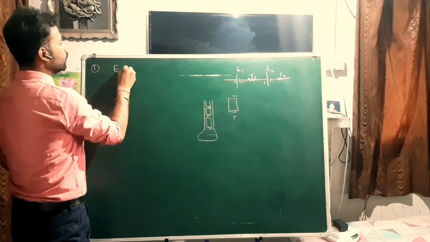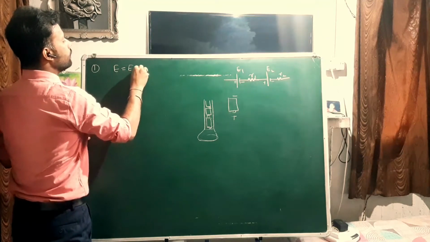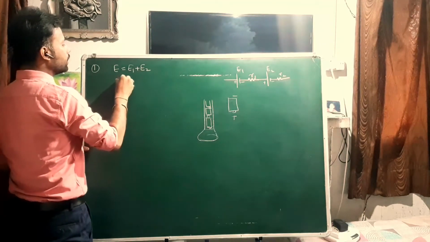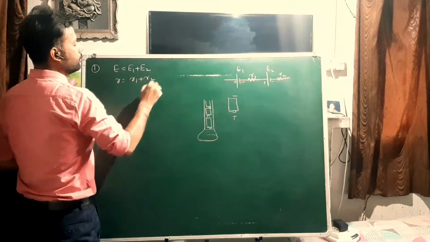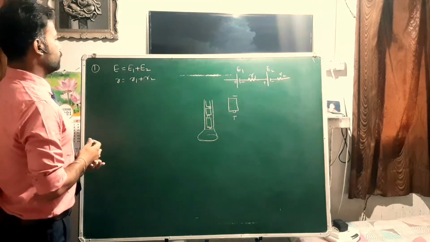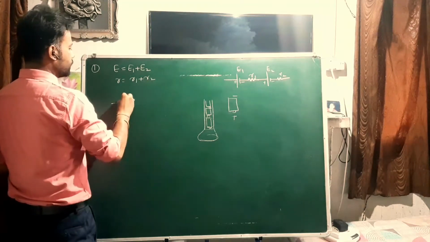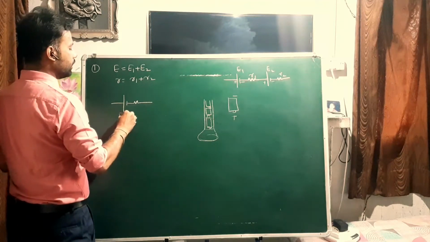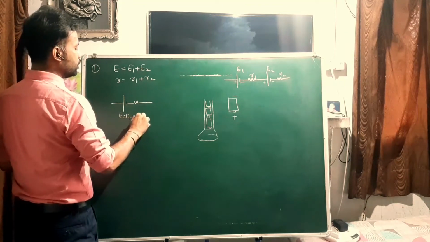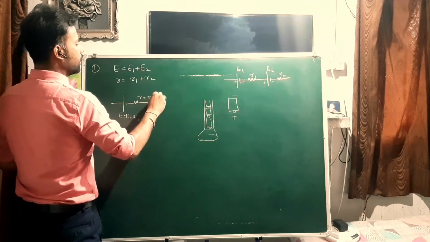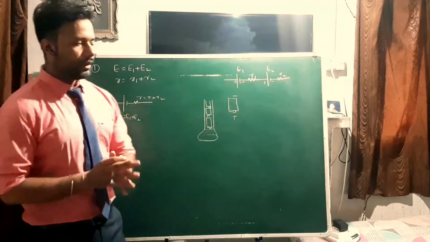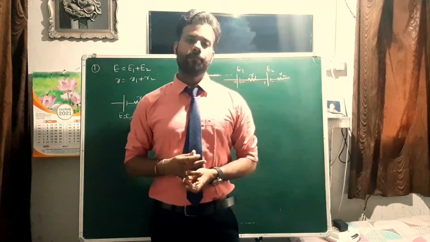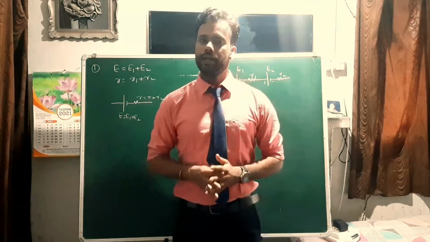In this case, the total EMF E will be E1 plus E2, simple, and R will be simply R1 plus R2, that's fine. So now this circuit can be replaced by an equivalent circuit whose EMF E will be equal to E1 plus E2 and R will be equal to R1 plus R2. So this is a simple case when two cells of different EMFs are connected in the same polarity.